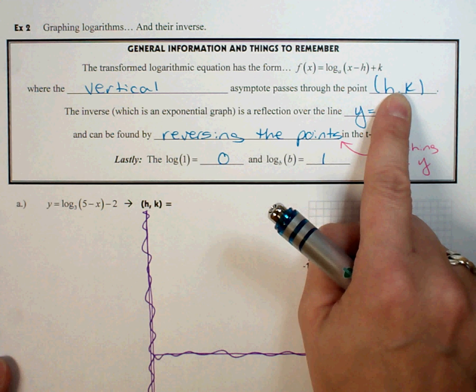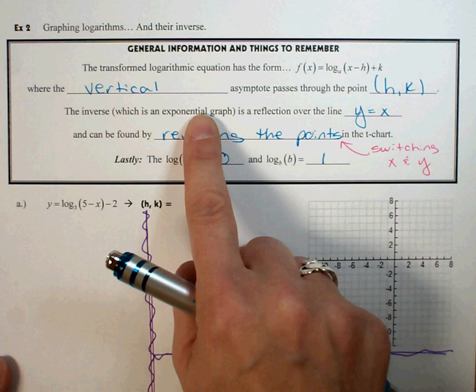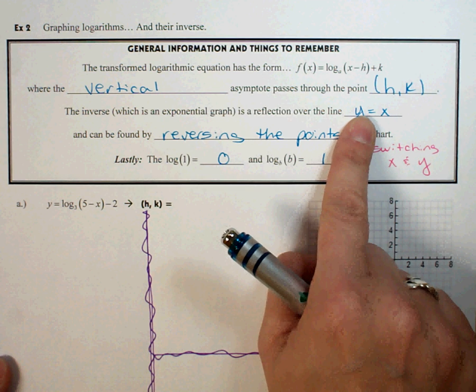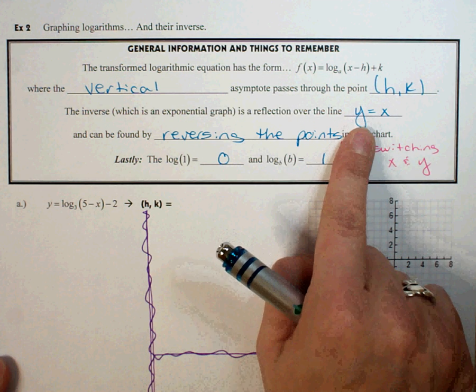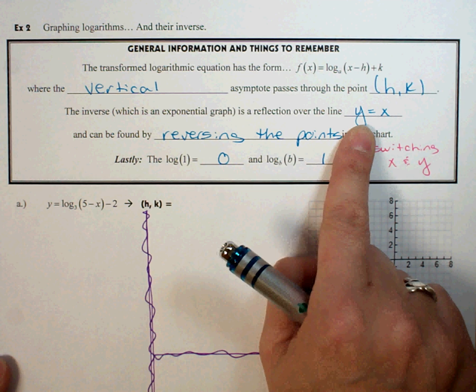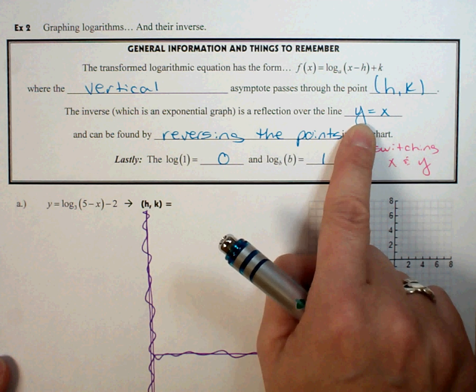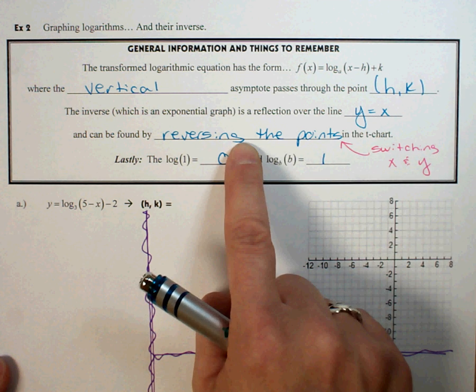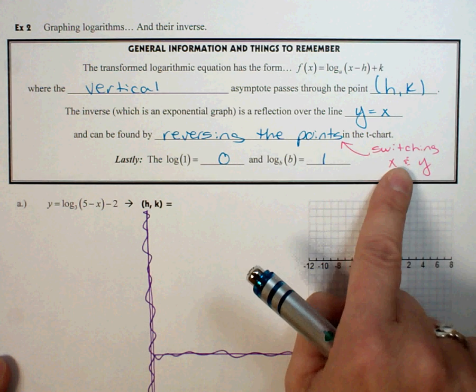The inverse of my logarithmic graph will be an exponential, and it will be a reflection over the line y equals x, just like we saw on the previous page and at the beginning of the chapter. We'll find it by reversing the points again, simply switching the x and the y.